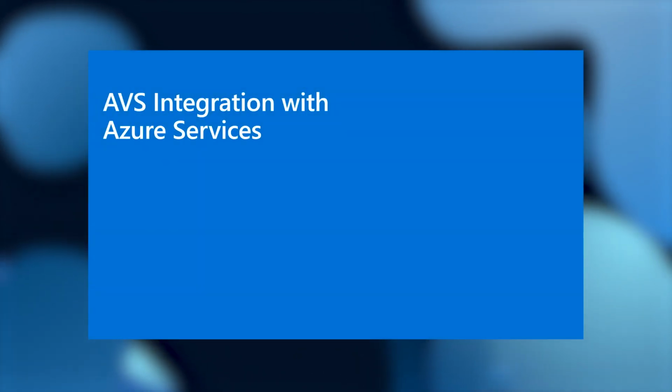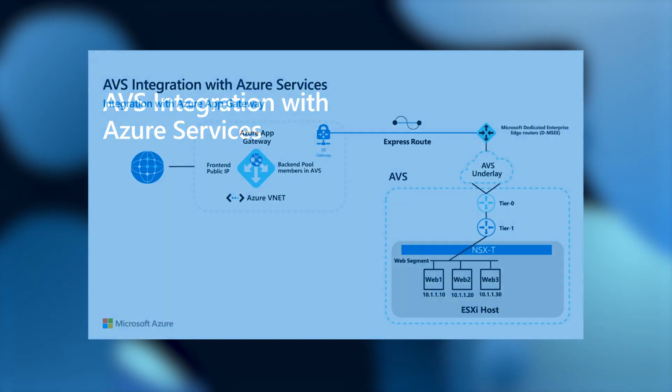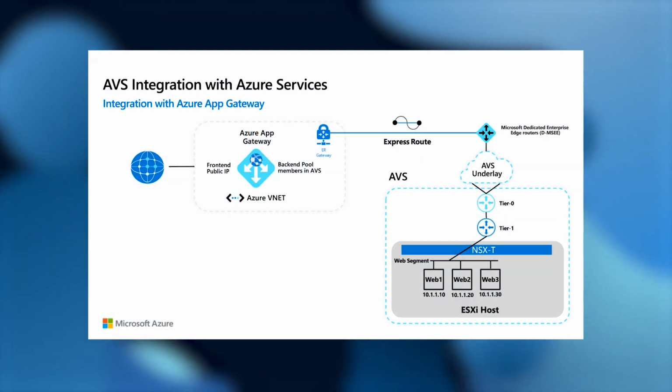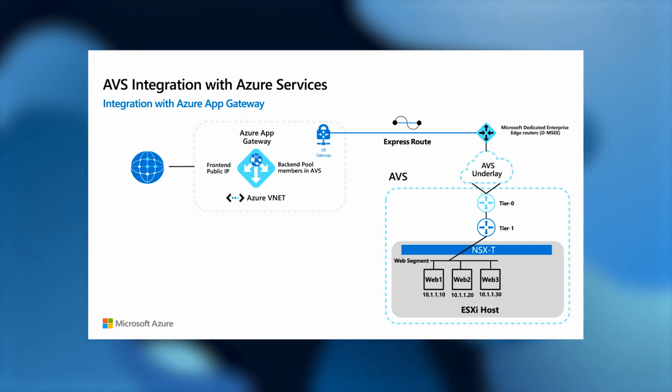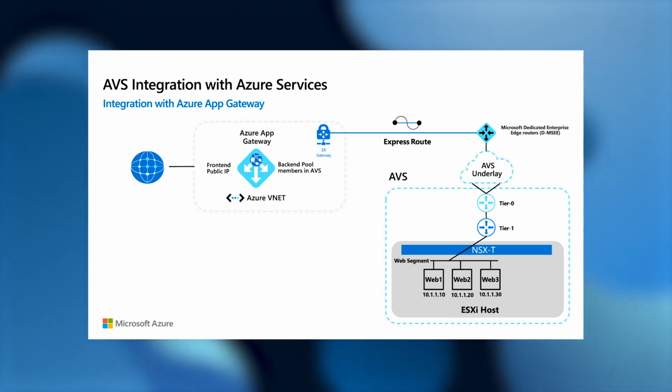Moving on to the last section, which is AVS integration with Azure services. Now, there are a ton of Azure services. I'm just going to use one of them to give you an example of how you can leverage an Azure service spun up in an Azure VNet. Here I have an AVS environment, with a couple of web workloads that I want to expose to the internet using a load balancer.